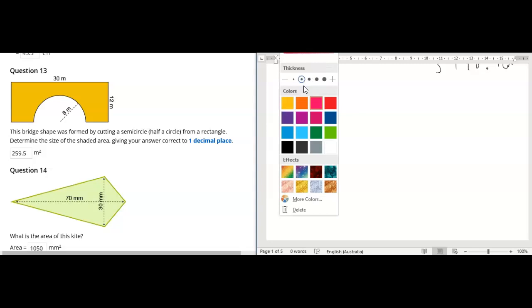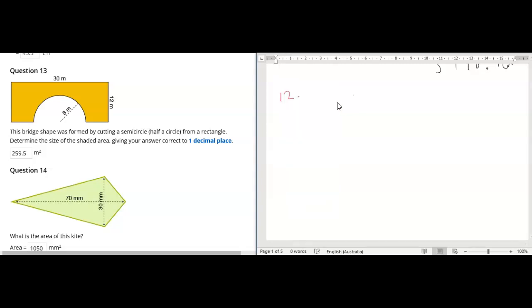Well, now I have to change that to a 3. Okay. This bridge shape was formed by cutting a semicircle, which is half a circle, from a rectangle. Determine the size of the shaded area, giving your answer correct to 1 decimal place. Again, this could have been just a rounding problem, why a few of you got it wrong. So I'm going to do it anyway, just in case you didn't know how to do it.